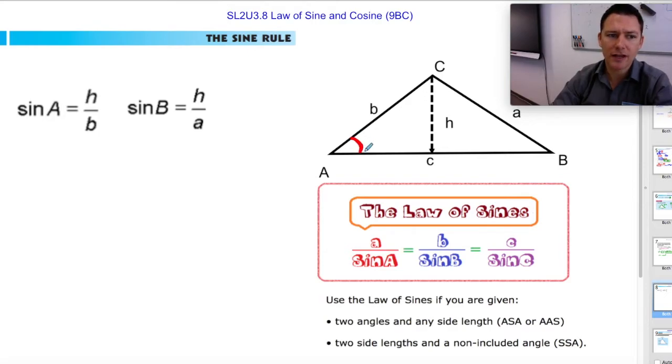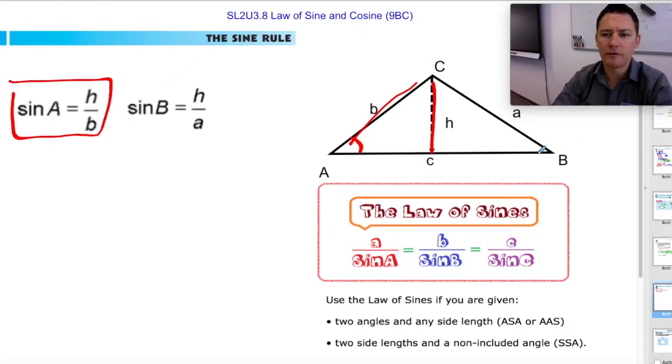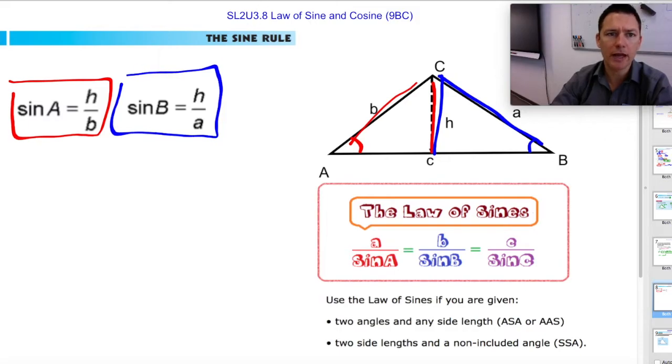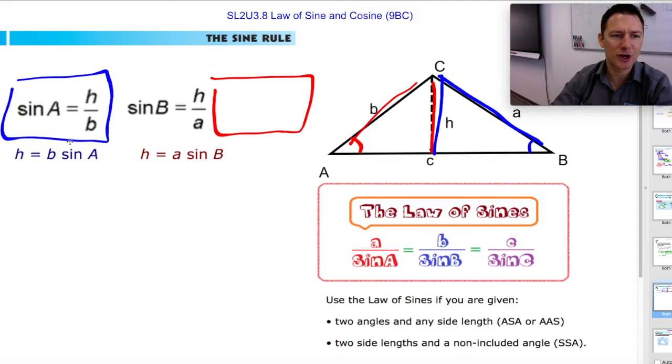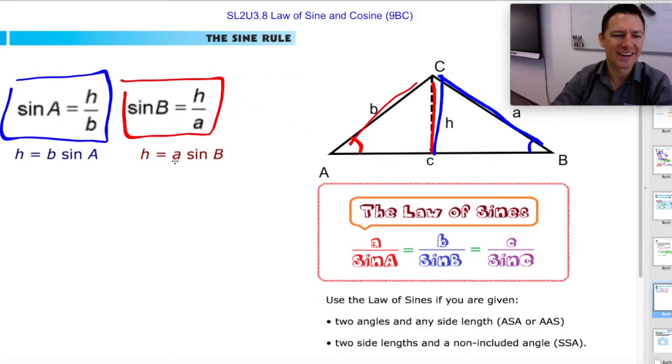So if you're talking about the sine of A, it's the opposite over the hypotenuse. Great. If you're looking at sine of B, it's just opposite over hypotenuse. They share that H. So if you solve for H, it looks like this. Oh, switch colors. Sorry, man. H should be B sine A, and H should be A sine B.